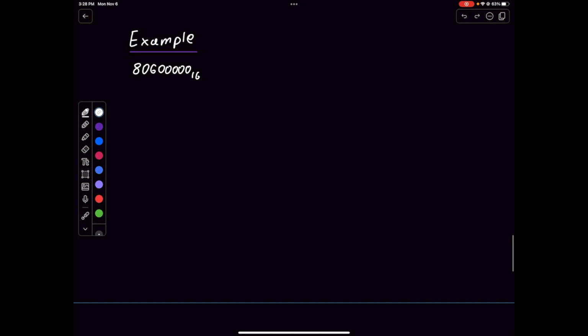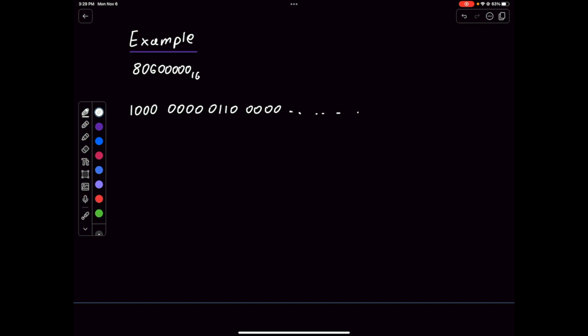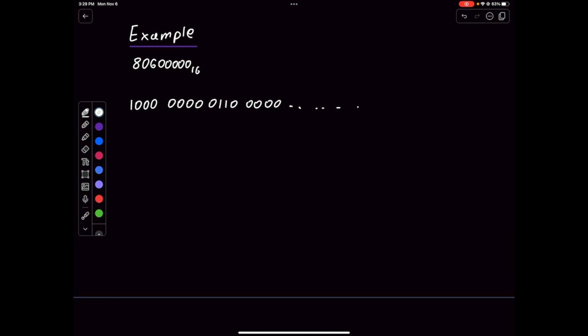So let's see what this is. We know, since this is hexadecimal, for 8 that would be 1 0 0 0. For 0, it's just a bunch of zeros. And for the 6, that would be 0 1 1 0. And this follows with a bunch of zeros until we have 32 bits for the single precision.